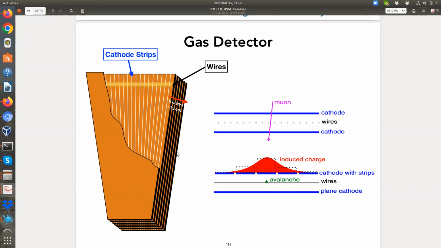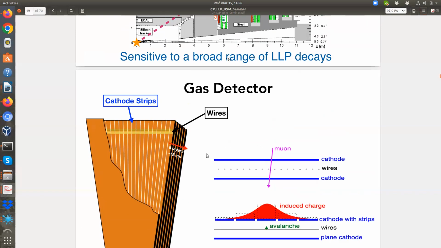So you get what we call a hit in X and Y. You could try to reconstruct how much energy was deposited, but we don't do that because they are minimum ionizing particles. But you get an XY position for every charged particle, ideally, that was in there. So that's the experimental technique that we use.